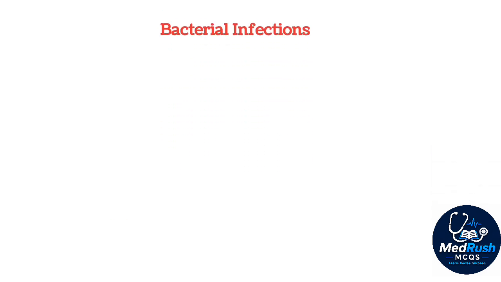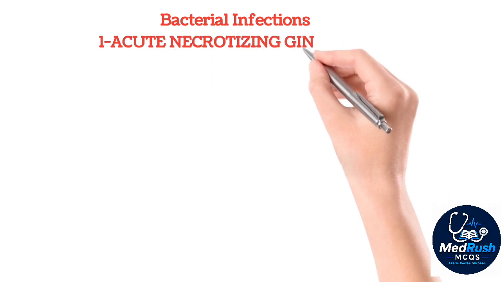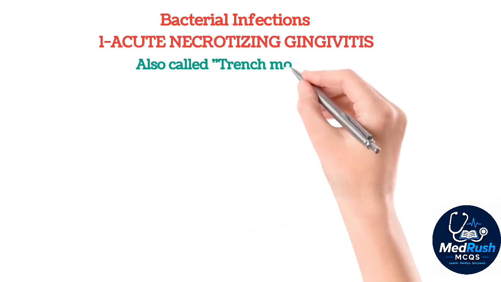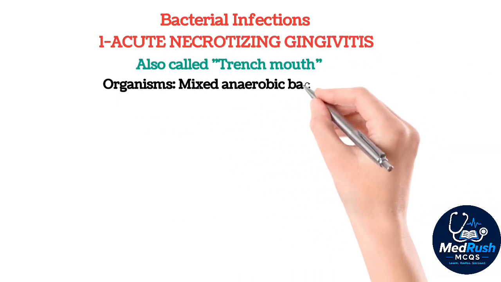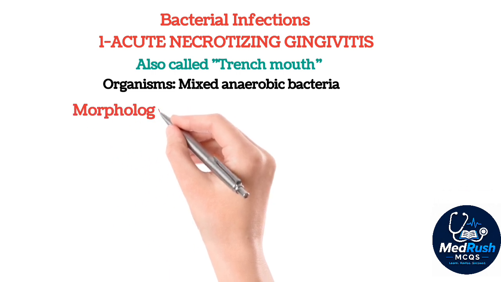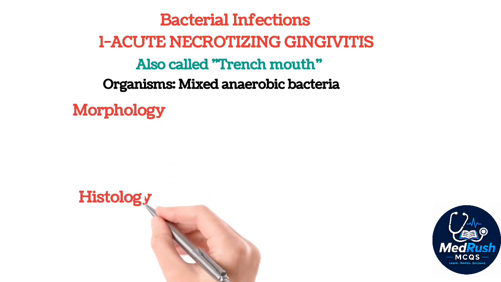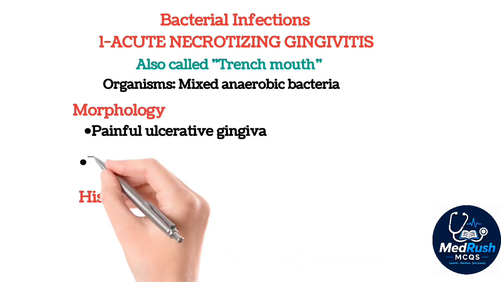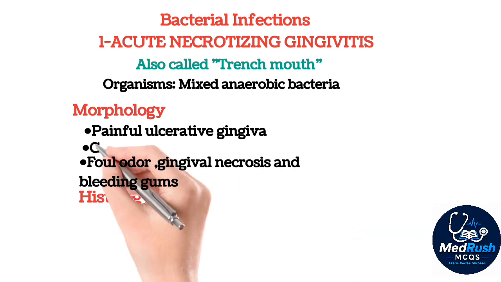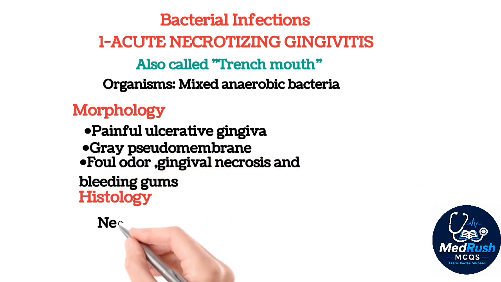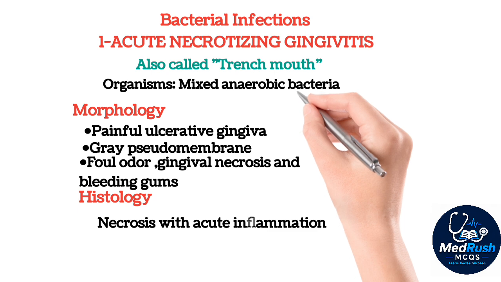Acute necrotizing gingivitis, also called trench mouth, is caused by mixed anaerobic bacteria. Morphologically, patients develop painful ulcerative gingiva with gray pseudomembrane formation, foul odor, and bleeding gums. Microscopy shows necrosis and acute inflammatory infiltrate.